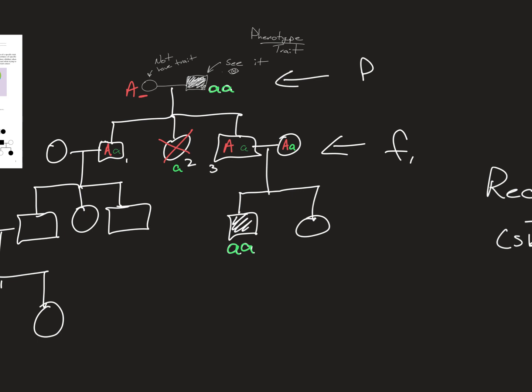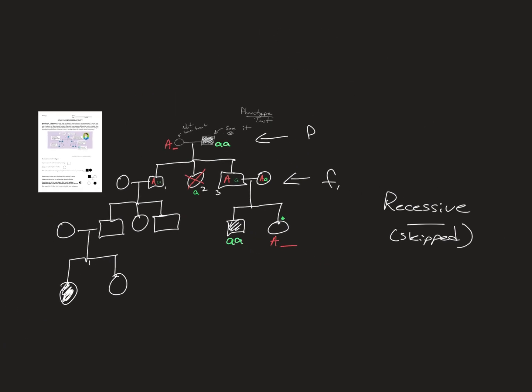What do we know about this parent over here? This female over here. She has to be either... heterozygous. We don't know. We know she's a big A, but we just don't know what the second one is. We know she has a big A because you don't see the recessive trait.